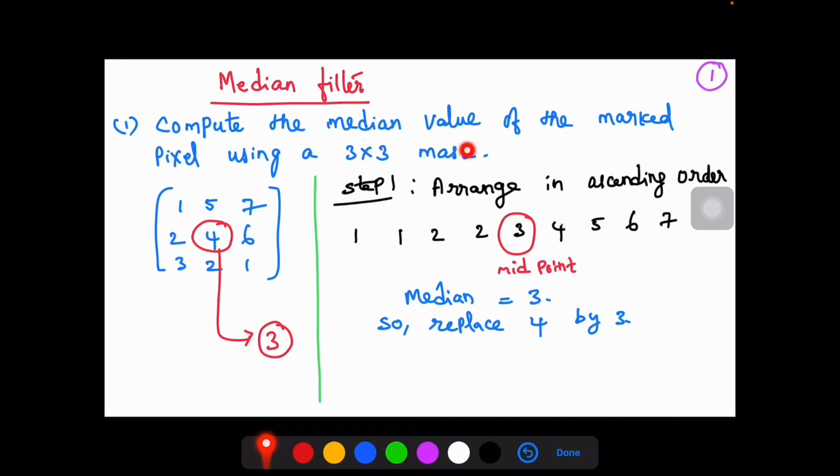Compute the median value of the marked pixel using a 3x3 mask. Here this particular value 4 is marked, and they have given us a 3x3 mask. So you put the mask over this and arrange all the values in the image in ascending order. Try to find the midpoint. That midpoint should be replaced in the place of the center value, that's 4. So you have to replace 4 by 3.